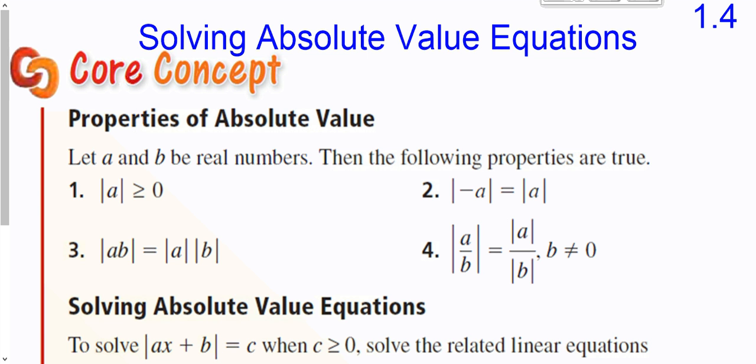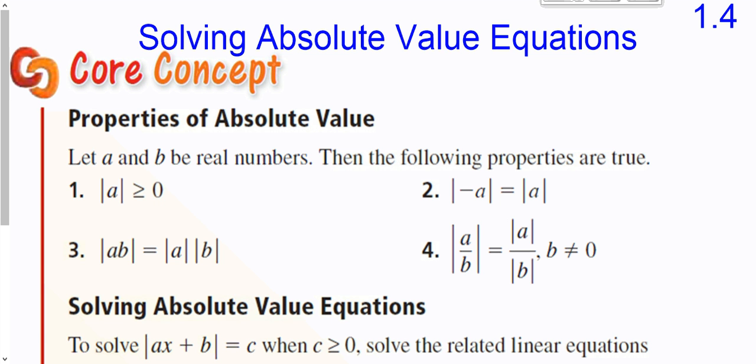Let's just look through this. The first one, first of all, it says let A and B be real numbers. So that means they can be any number, real numbers. Then the following properties are true. If I take the absolute value of A, it is greater than or equal to 0. So taking the absolute value just makes whatever's on the inside come out to be positive.